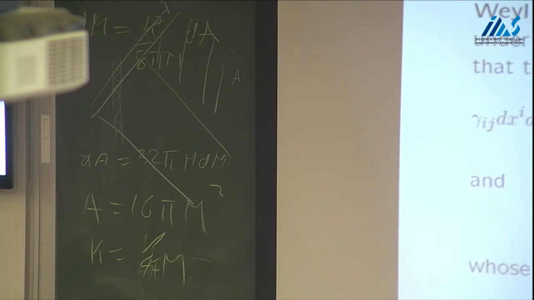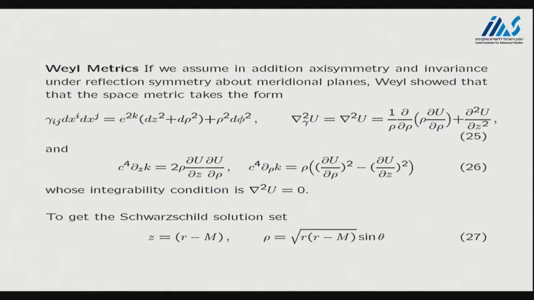Okay. So what we can look at is static solutions which have an extra symmetry. And the extra symmetry is a rotational symmetry plus reflection in meridional planes. So these are called axisymmetric static. Now you notice there's no cross term between d phi and the other guys. So that's what it means to say it has that reflection symmetry.